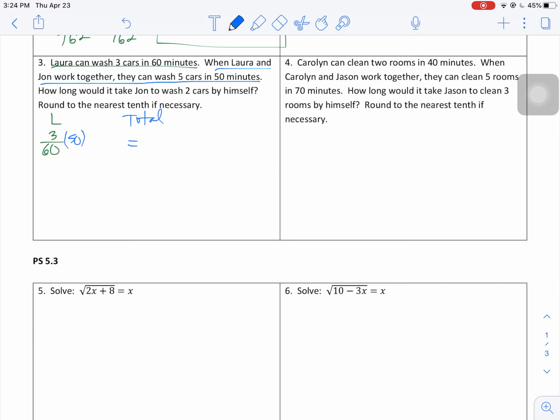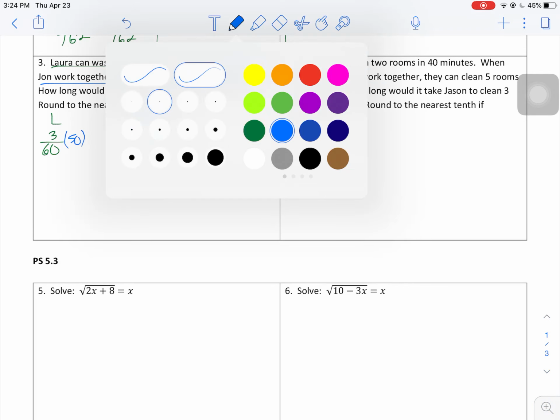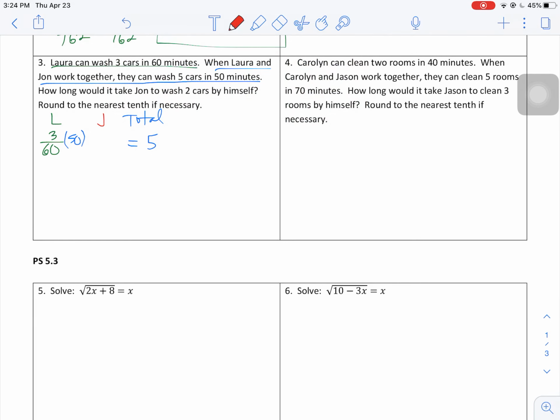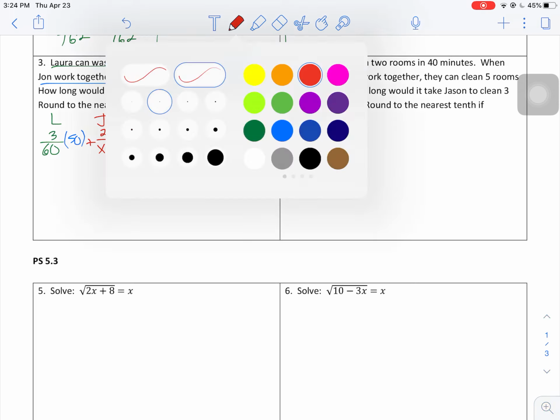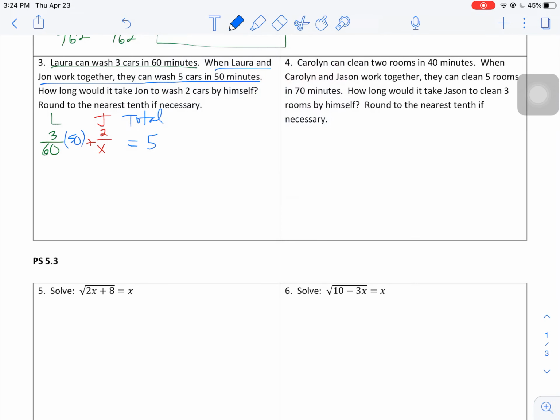Our total jobs that Laura and John can do together is washing the 5 cars together. So that's our total jobs. And then for John, we want to know how long it's going to take him to wash 2 cars. So number of jobs would be 2 cars by himself. So we don't know the time. And then we need to multiply John by 50.